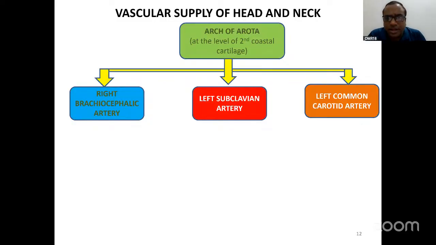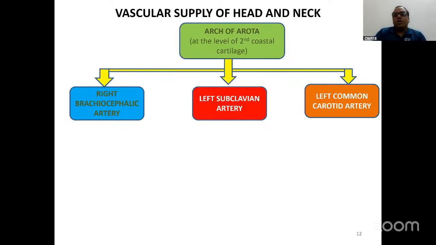Right brachiocephalic artery, left common carotid artery, and left subclavian artery. That means from the arch of aorta, you are getting three direct branches. The three branches are right brachiocephalic, left common carotid, and left subclavian. So if you observe carefully, you see here, one is right and two are left. I hope I'm very clear. One is right and two are left. So it is right brachiocephalic artery and then left common carotid and left subclavian artery. All these three are direct branches from the arch of aorta.